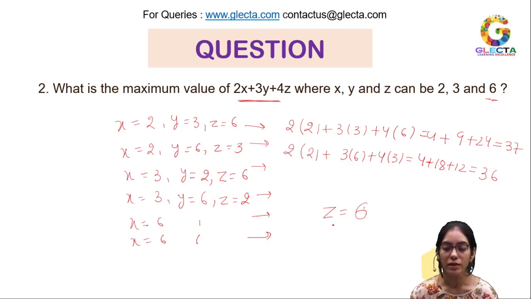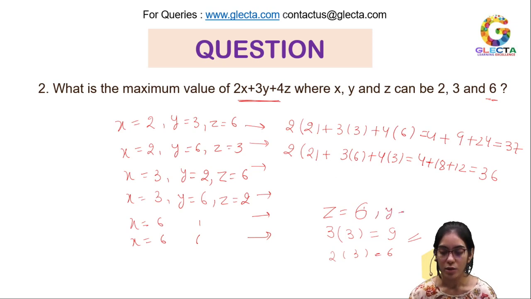3. So multiplying the greater number with the greater coefficient will again result in a greater number. So 3 into 3 will be 9 rather than 2 into 3 will be 6. So obviously we have to multiply 3 with the y one. So we can say that y is equal to 3. So the left opportunity for x will be 2.